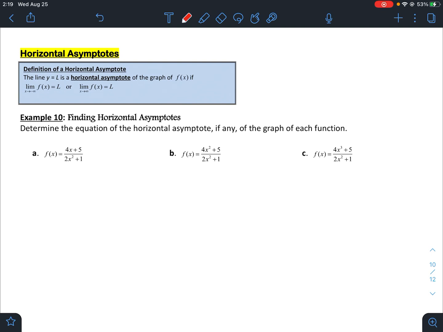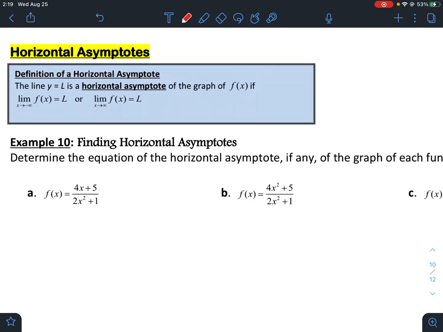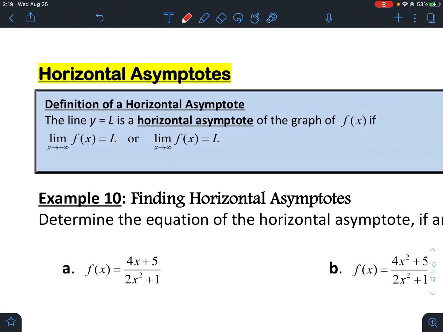So I've been saying horizontal asymptotes the whole time here, and that's really what we've been doing, okay? Last year you learned how to find horizontal asymptotes. Now we're actually proving it using calculus. The line y equals L is a horizontal asymptote if, as x approaches infinity or negative infinity, the function goes towards L. Okay?